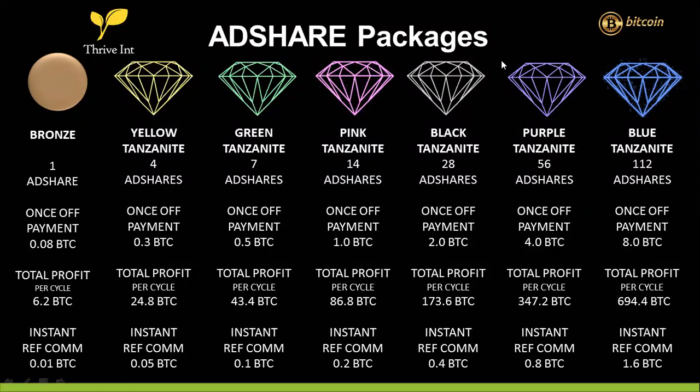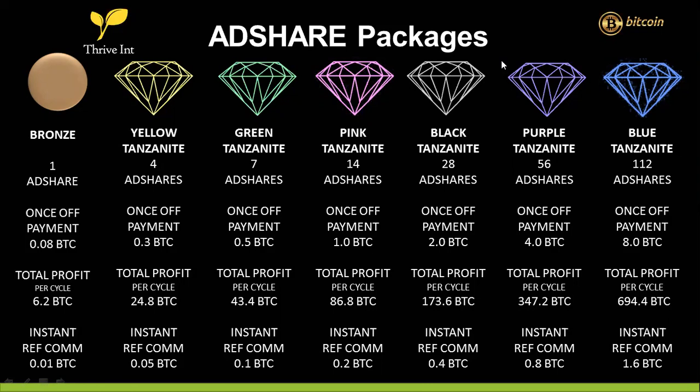So let's get right into the packages, and I'm not going to go into details with the packages, but just to give you a general idea of what you receive. So the bronze pack is the first one with 1 Adshare, comes at a once-off payment of 0.08 Bitcoin, which is about $200 at the moment. That 1 Adshare has the ability to generate a profit per cycle, and I'll explain a cycle in a moment, but you have a profit per cycle of 6.2 Bitcoin. And every single Adshare will give you a 6.2 Bitcoin profit per cycle.